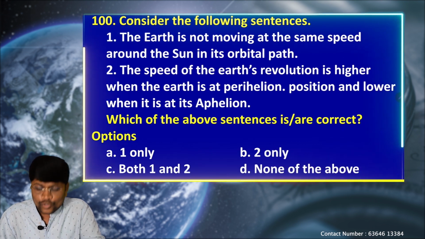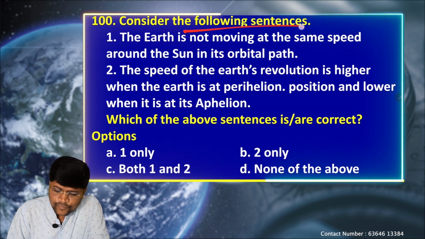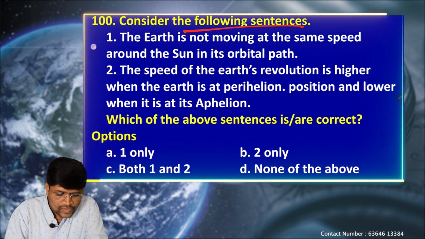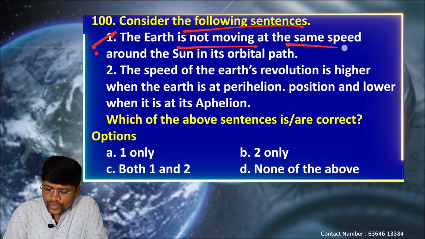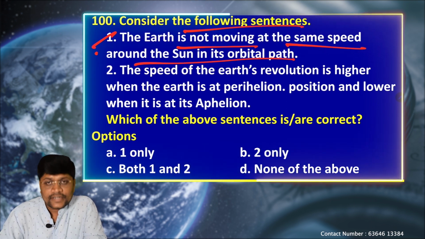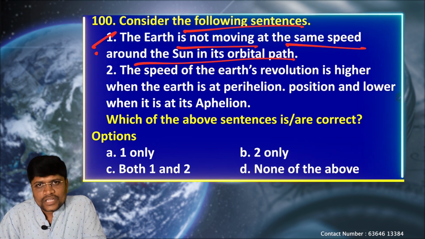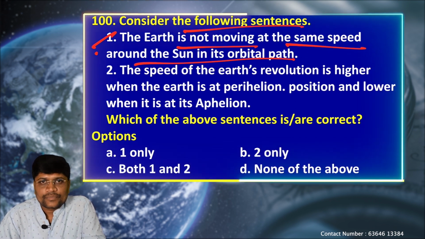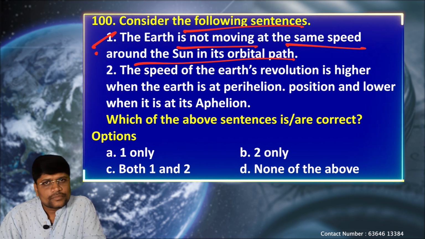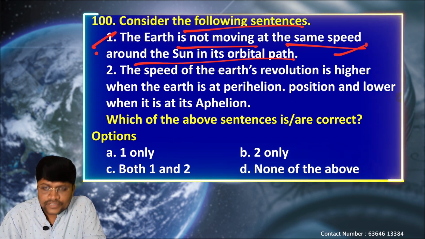Next, question number 100. Consider the following sentences. The first statement says the earth is not moving at the same speed around the sun in its orbital path. The annual revolution of the earth around the sun is also not constant. Sometimes it will be moving much faster, sometimes much slower. So this is what the statement is conveying.